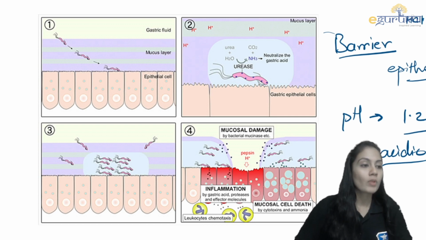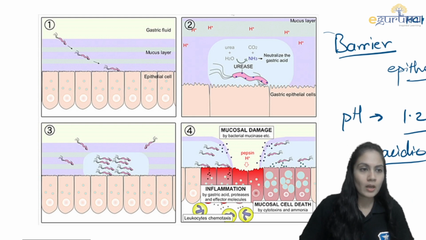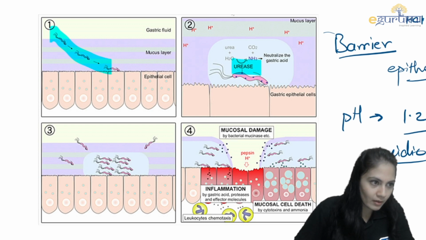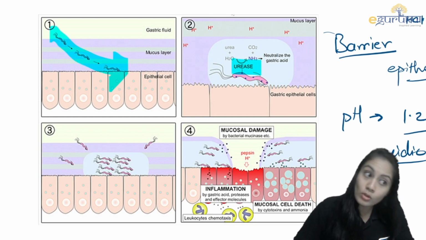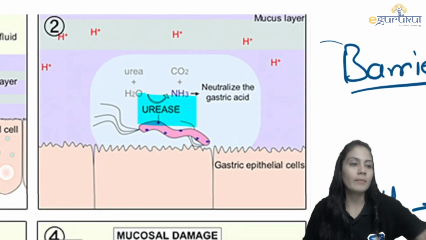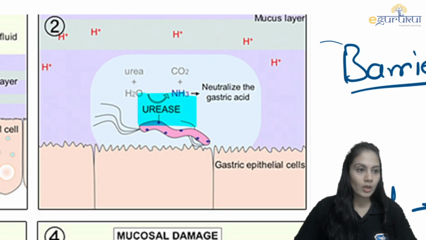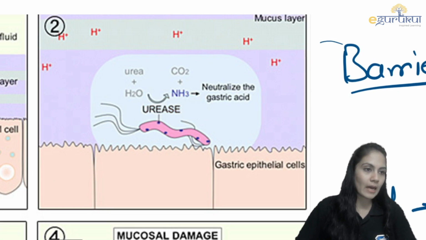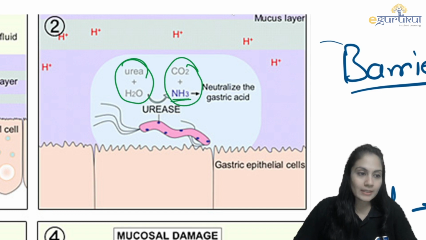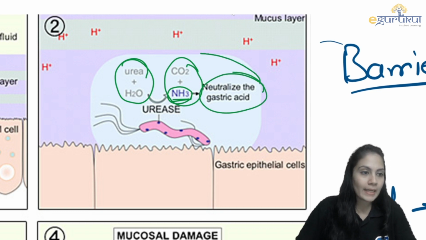So what it does is it has a golden, you could say miraculous, enzyme known as urease. See over here what happens. As soon as it enters the mucosal barrier, it first goes towards the epithelial cell. In this diagram, they have this urease. This urease breaks down urea and water into carbon dioxide and ammonia. This NH3 neutralizes the gastric acid and makes an alkaline wall around the bacteria.